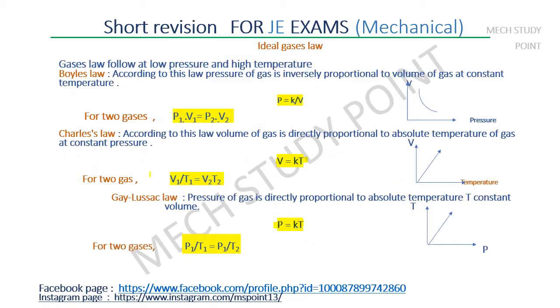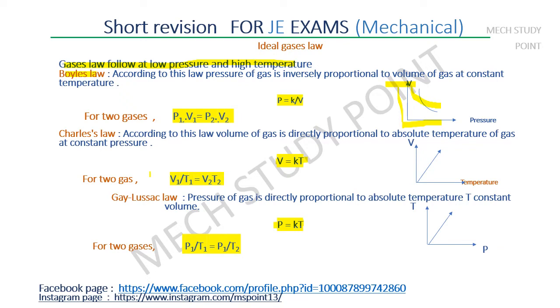So next is the gaseous laws. All gas laws are followed at low pressure and high temperature. First is Boyle's law. According to Boyle's law, pressure is inversely proportional to volume at constant temperature. So P is inversely proportional to V, as shown in the diagram. With temperature constant, the graph between pressure and volume will be a hyperbola, like this.